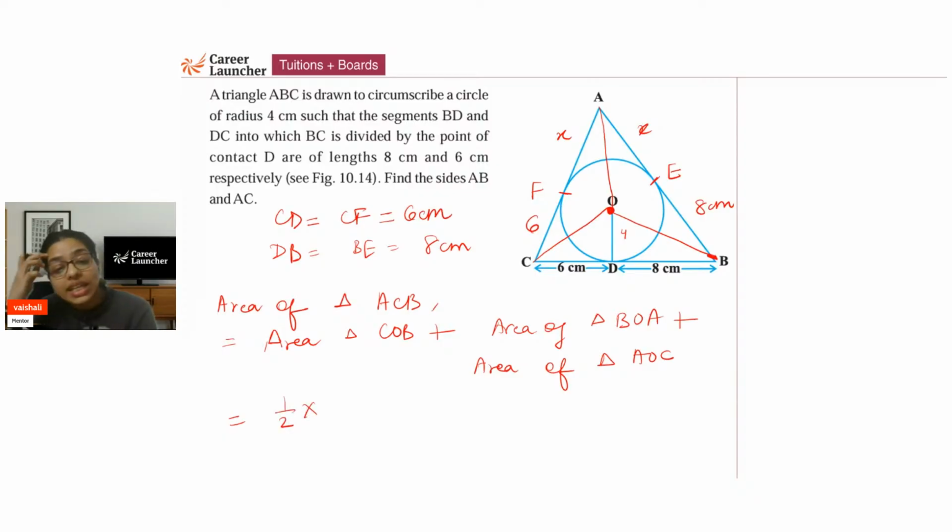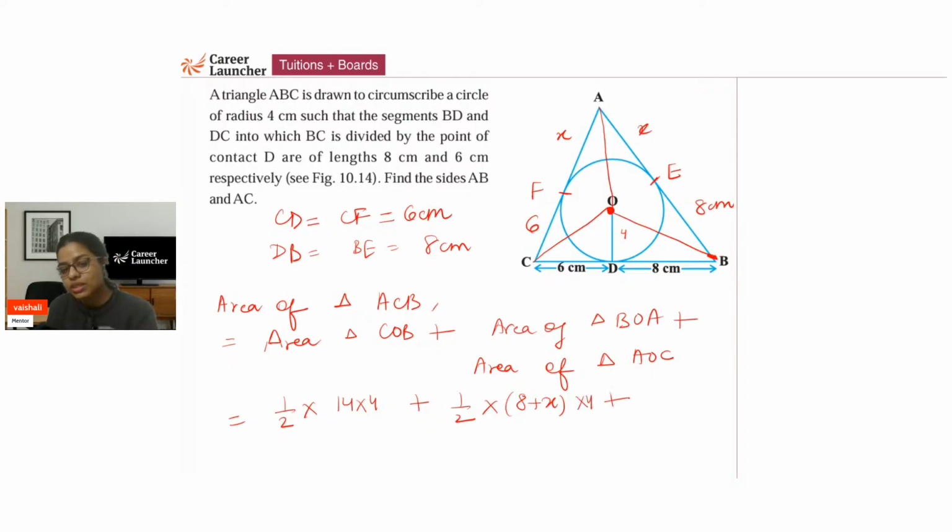So what is the area of COB? Can I say it is half into base into height? कह सकते हैं. Half into base, 6 plus 8 is 14 into height is 4, plus half into, अब BOA में my base is 8 plus x. My height is the same. Height क्या है? 4. The radius is 4.